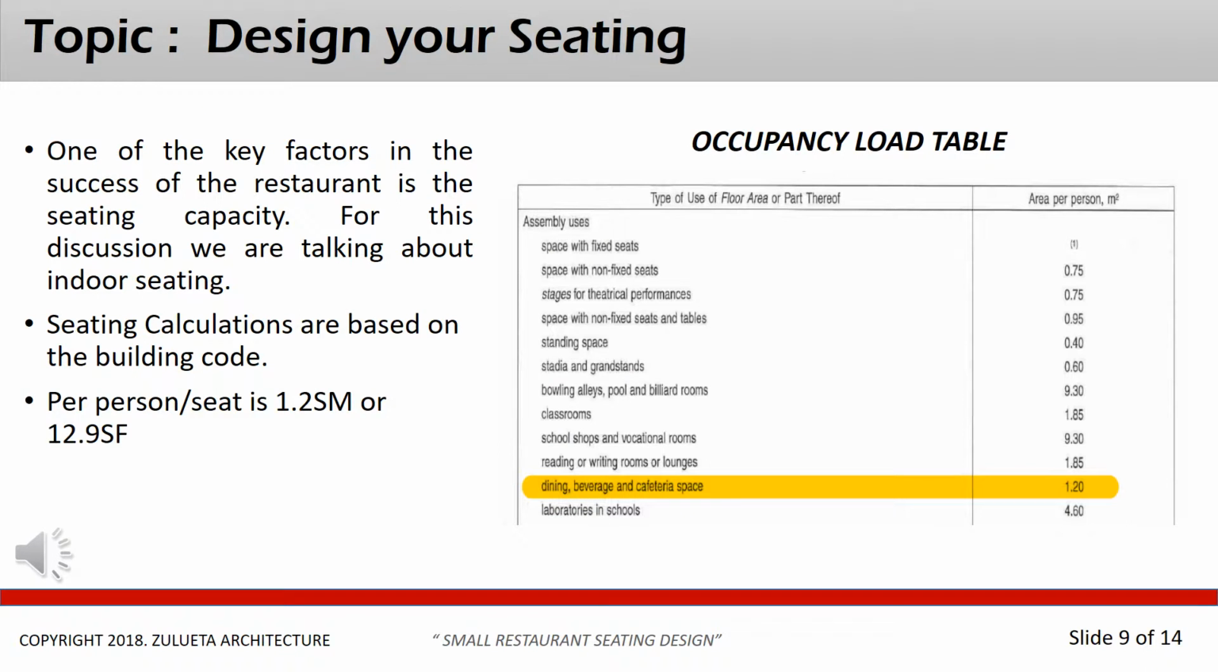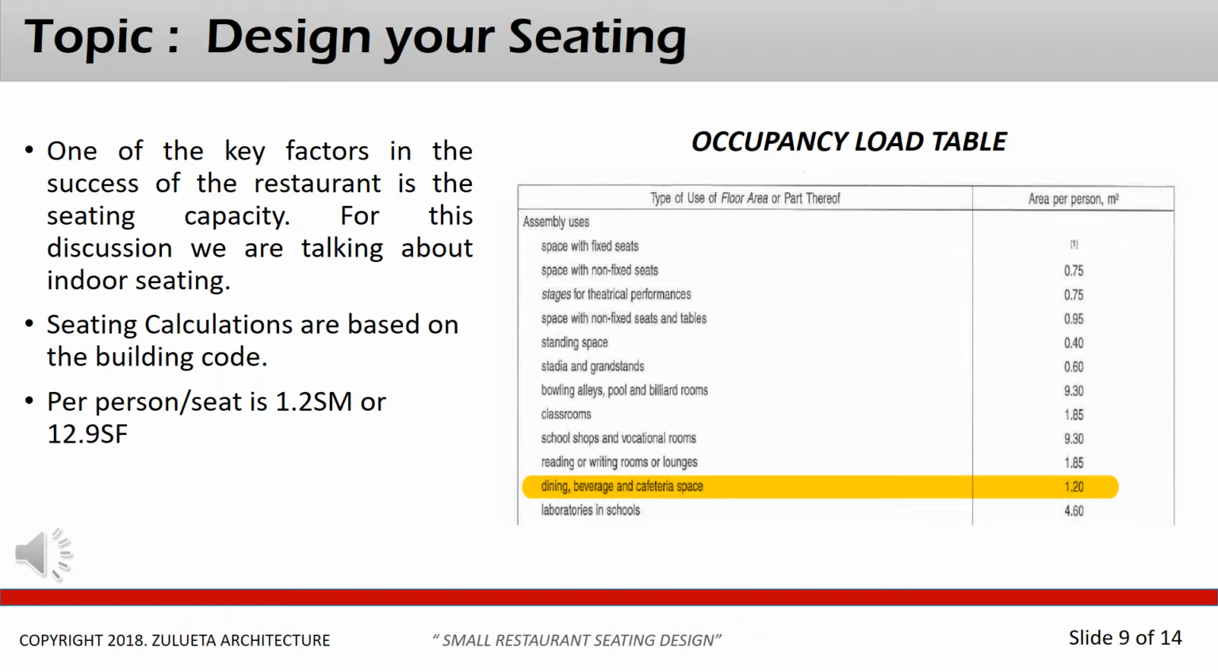Designing your seating. One of the key factors in the success of the restaurant is the seating capacity. For this discussion, we're talking about indoor seating. Seating calculations are based on the building code. Per person or per seat is 1.2 square meters or 12.9 square foot.